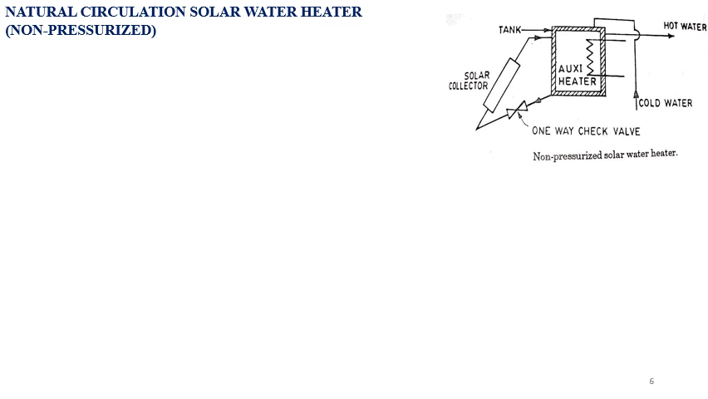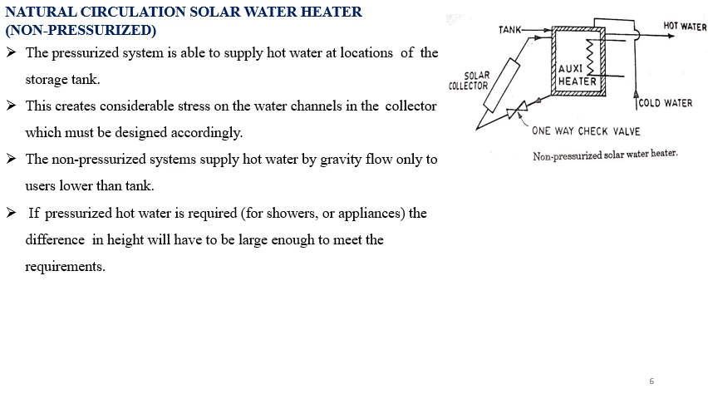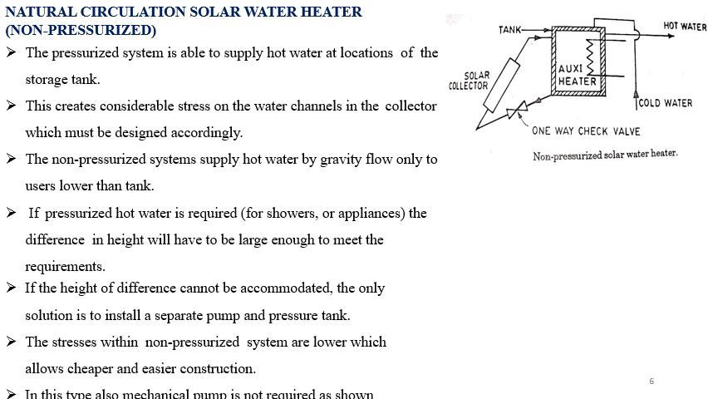In this type, also, a mechanical pump is not required. You can see that there is only a one-way check valve. Okay, so again an auxiliary heater can be provided to compensate for solar energy during cloudy conditions.